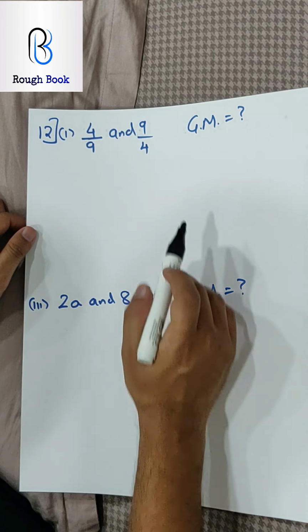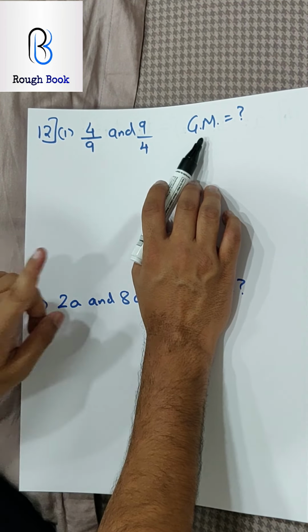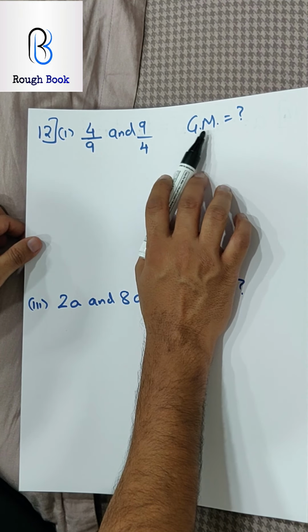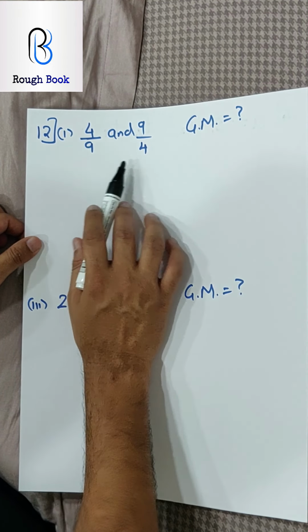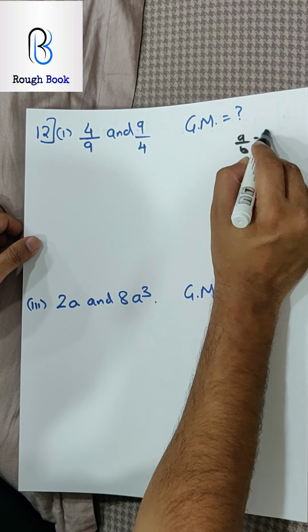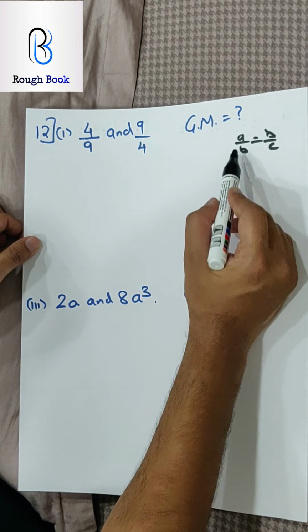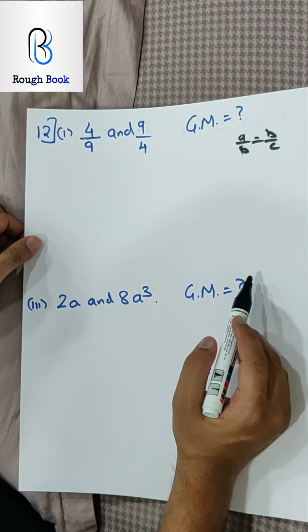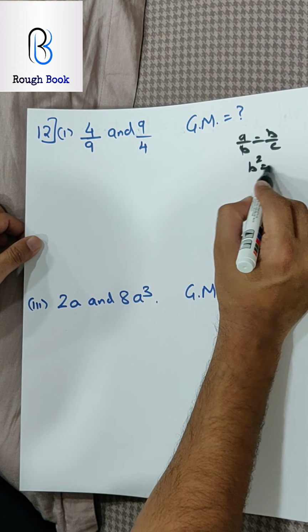Sum number 12 part 1. They say find the geometric mean. Last time you remember we did arithmetic mean. Arithmetic mean was the addition of the 2 divided by 2. Geometric mean means A upon B, B upon C. Do you remember anything like this we did before? Yes, it is your B square is equal to AC.